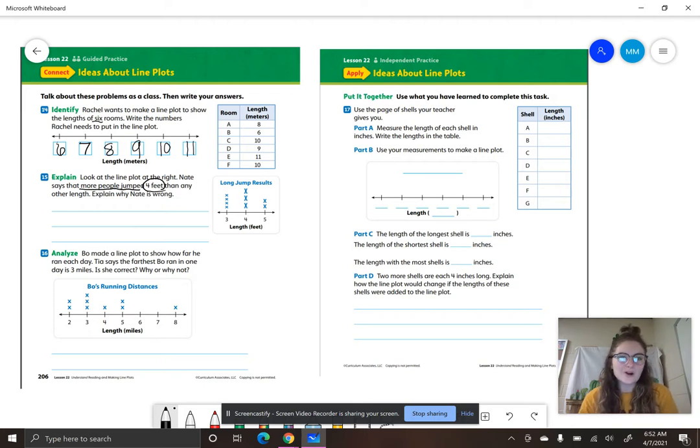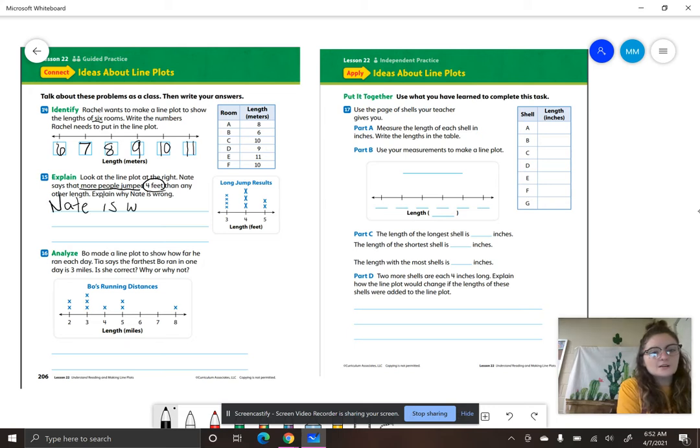So Nate says that more people jumped 4 feet than any other length. Why is Nate wrong? Look at your line plot, Smarties. Because there were 4 people that jumped 3 feet. Why do you think Nate made that mistake? Look at the X's for 4. The X's are bigger, right? So it looks like there were more people, but you have to count the X's, the number of people that did long jumps.